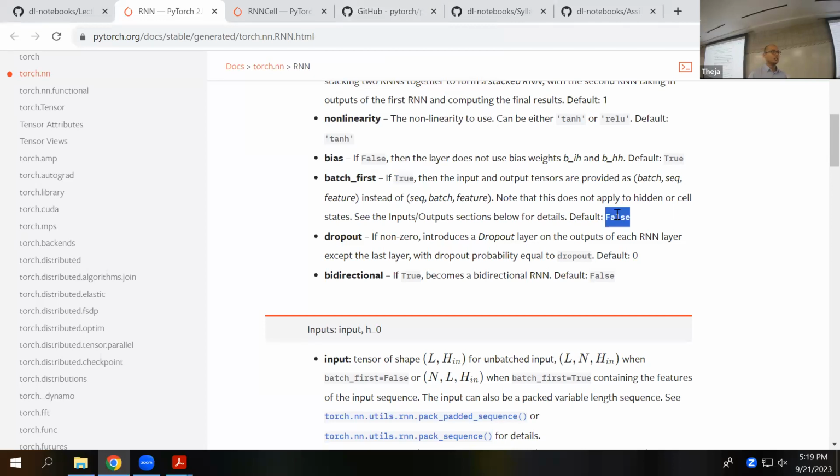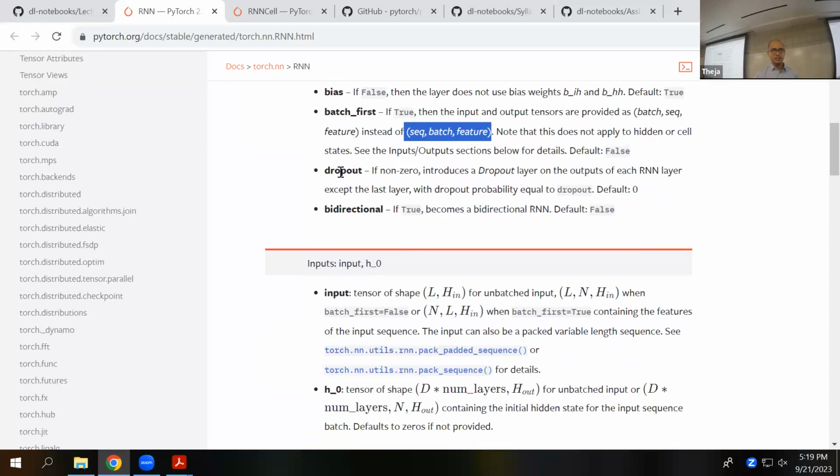By default it's false. So when you use the RNN block, this batch first is false, which means that it is expecting this type of tensor, not the batch first. So the batch index is the second index. Just be careful about that. Why did they make this design choice? It's not to confuse people or anything. I guess it probably helps them with the computation behind the scenes.